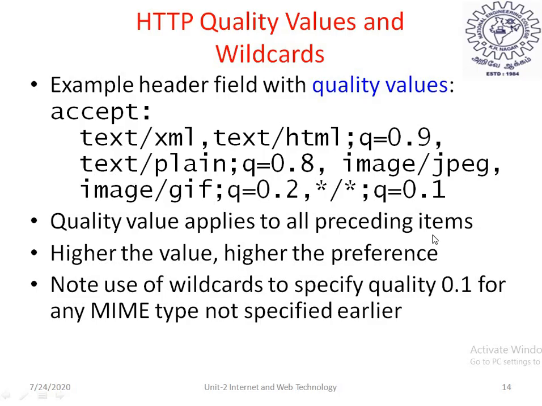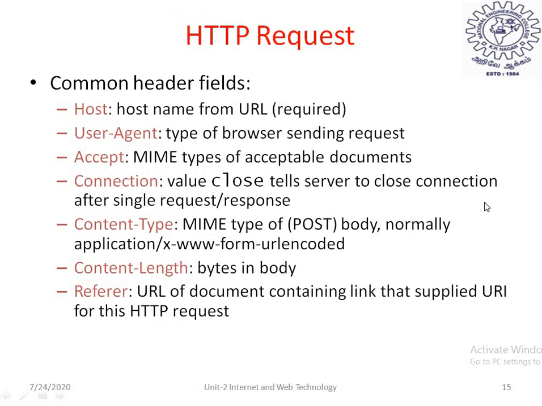The quality values apply to all the preceding items. Higher the value, higher the preference. So here HTML will get the highest preference, and plain text the next preference, that is 0.8. So wildcards are used to specify quality value 0.1 for any MIME type not specified. I already told you, if any quality value is not specified, it will automatically take 0.1.